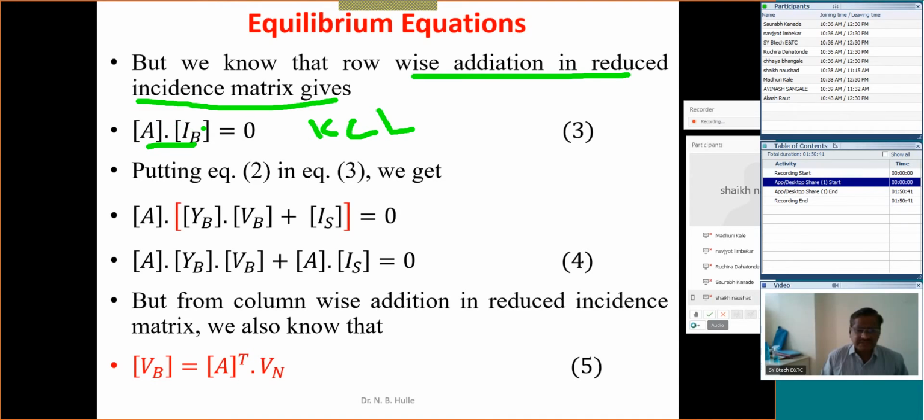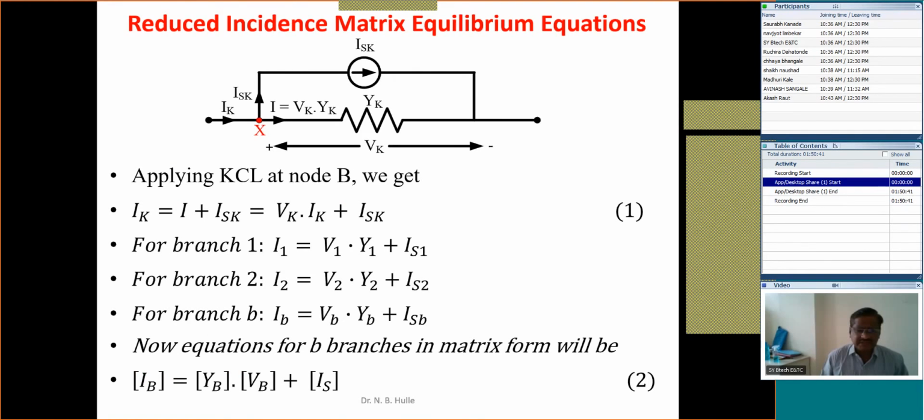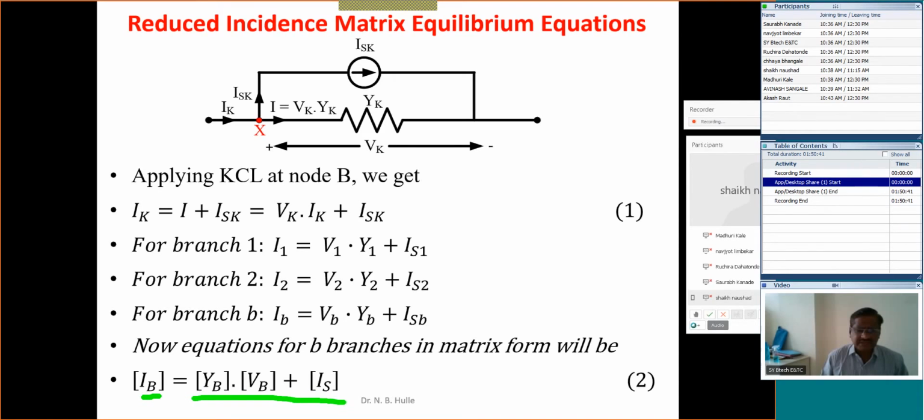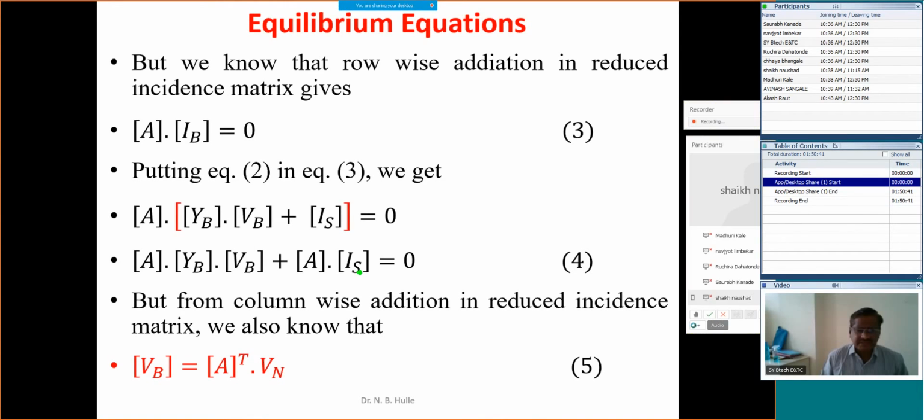This IB, which we have previewed in the last case. How is the IB? That I will show. This IB is equal to YB into VB plus IS. If we are substituting in place of IB these values, indirectly we are applying the KCL and we are putting the values of the branch currents. Here A into this IB, and IB is replaced by these terms, that is YB into VB plus IS.